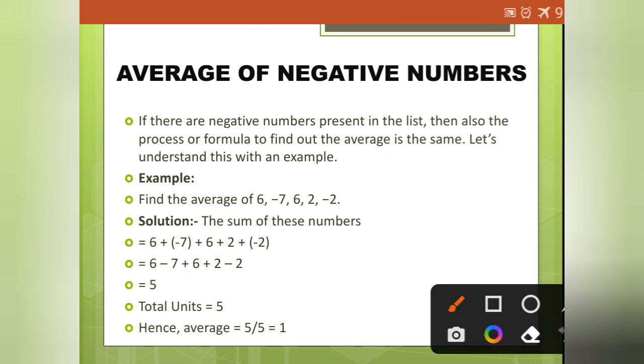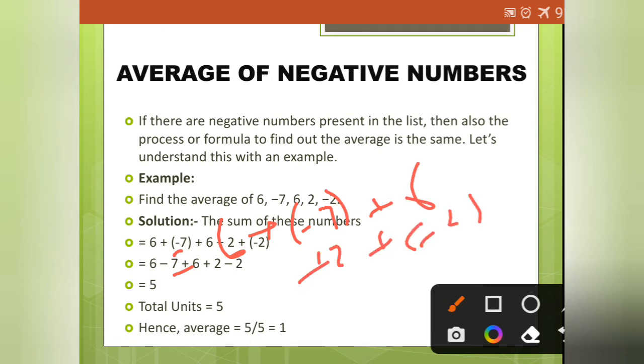In the first step, as we did before, we have to add all these numbers. So there is 6 plus minus 7 plus 6 plus 2 plus minus 2. This gives us 5, and there are 5 total numbers, so we divide it by 5. The answer is 1. So the average for these mixed positive and negative numbers is 1.